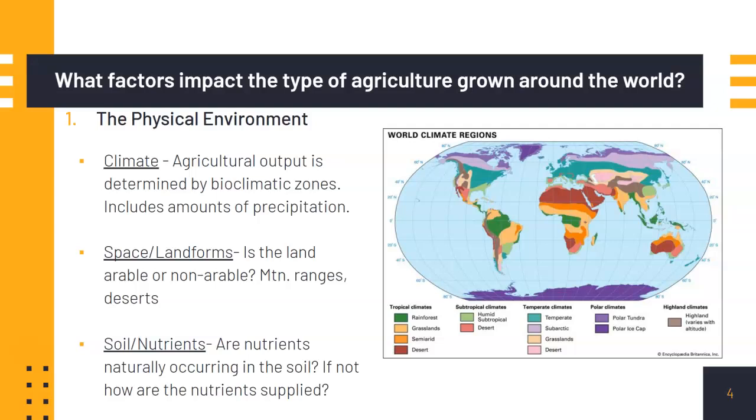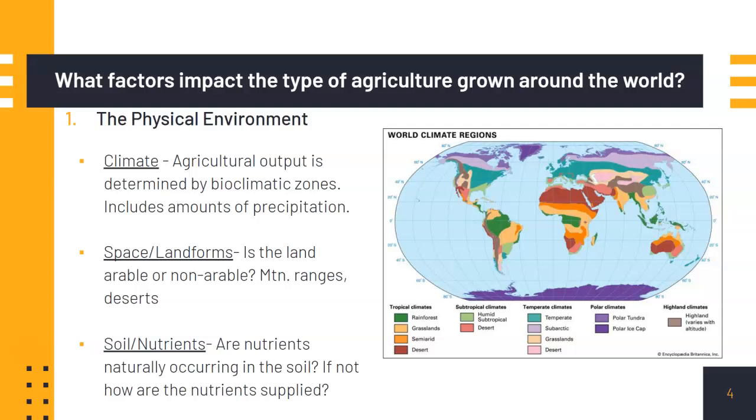Finally, the soil quality and nutrients available in a region are essential for successful agriculture. Some soils are naturally rich in nutrients, like the black soils found in the Great Plains of the U.S., which support extensive crop production. However, in many parts of the world, soil fertility is a challenge. In such cases, farmers must find ways to supply nutrients artificially, often through fertilizers, crop rotation, or adding organic matter like compost. Without adequate nutrients, crop yields decline, leading to food insecurity in regions dependent on local production.